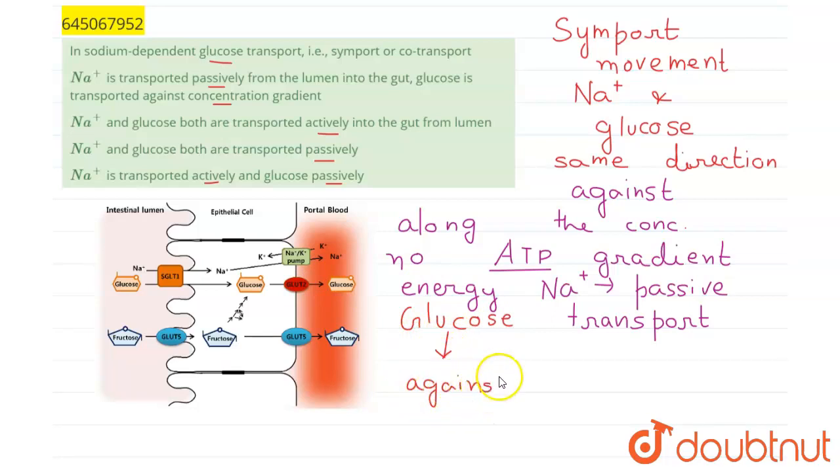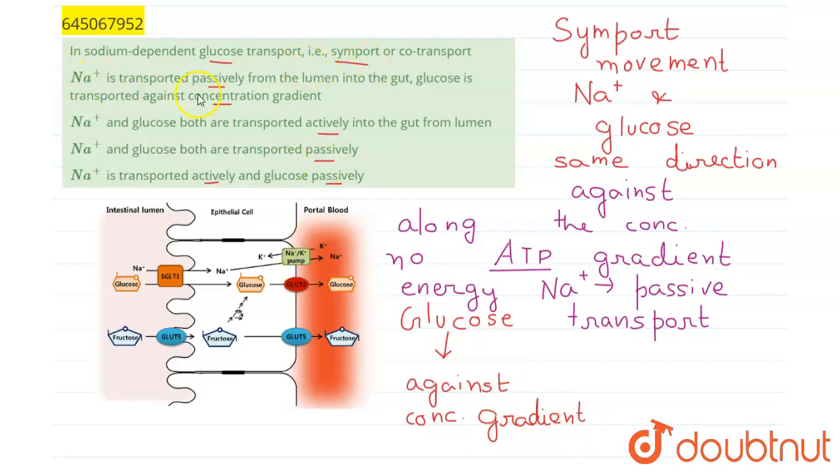Thus you can understand that here Na+, that is sodium, moves along the concentration gradient, so it shows passive transport, and glucose moves against the concentration gradient, so it shows active transport, and both of them move from lumen into the gut, so they show symport.